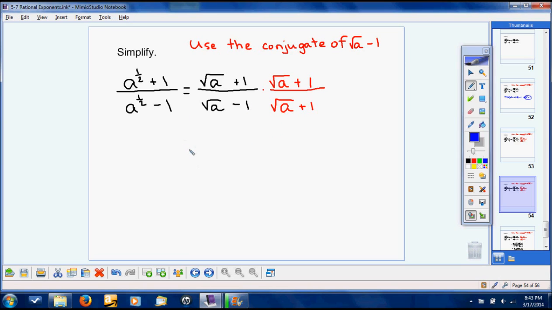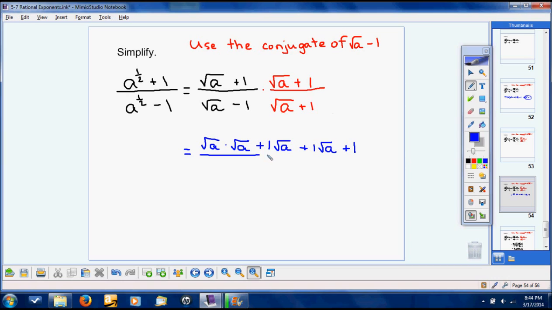In the numerator, we get the square root of a times the square root of a. Plus 1 times the square root of a. Now, many of you will be simplifying as you go, but I don't want anybody to miss where these are coming from. Plus 1 times the square root of a. Plus 1.